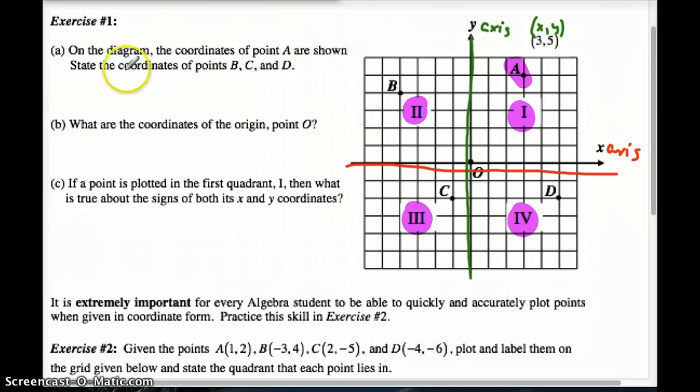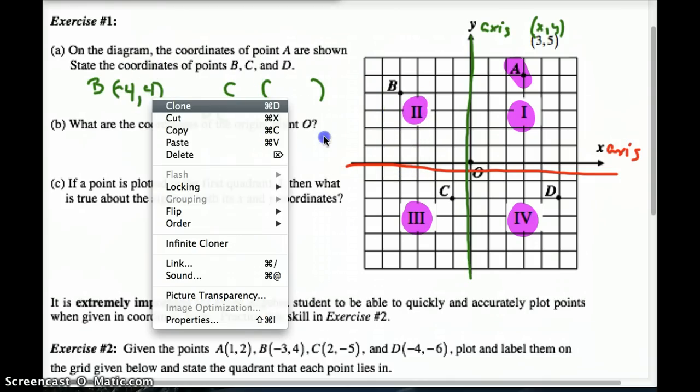So if you look at right here, it says on the diagram, coordinates of A are shown. State the coordinates of B, C, and D. Okay, so I'll do B with you. B, we're going to go left, 1, 2, 3, 4. Left is negative, okay? Think of a regular number line. When you're moving from 0 and you go left, you're going negative. And from there, we're going to go 1, 2, 3, 4, which is positive, up 4.